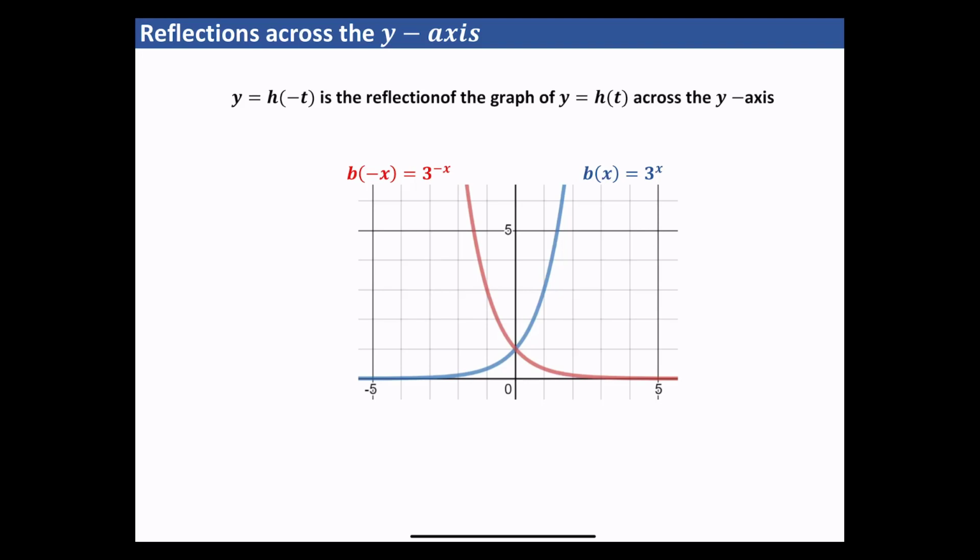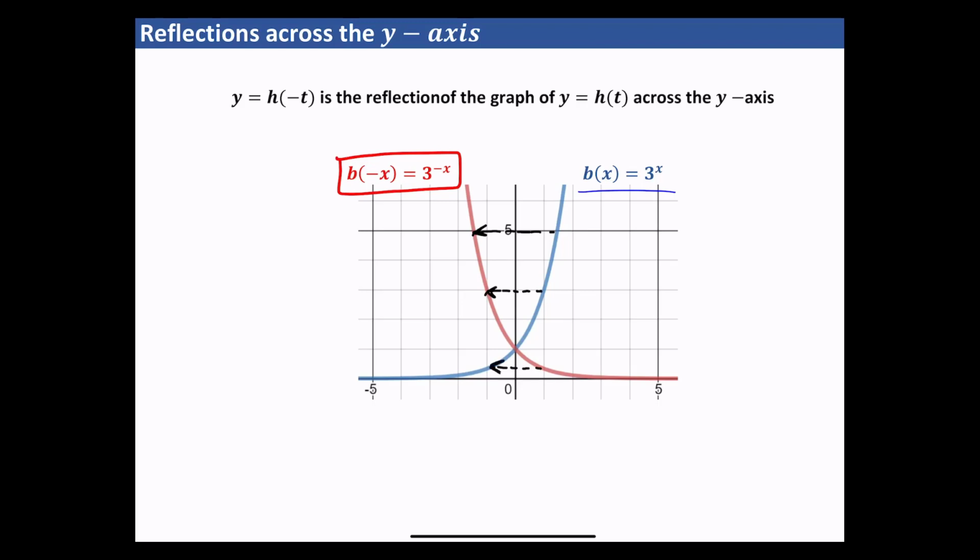b of x equals 3 to the x power is in blue. By composition, we know that b of negative x equals 3 raised to the negative x power. And we see that b of negative x is a reflection of b of x across the y-axis.